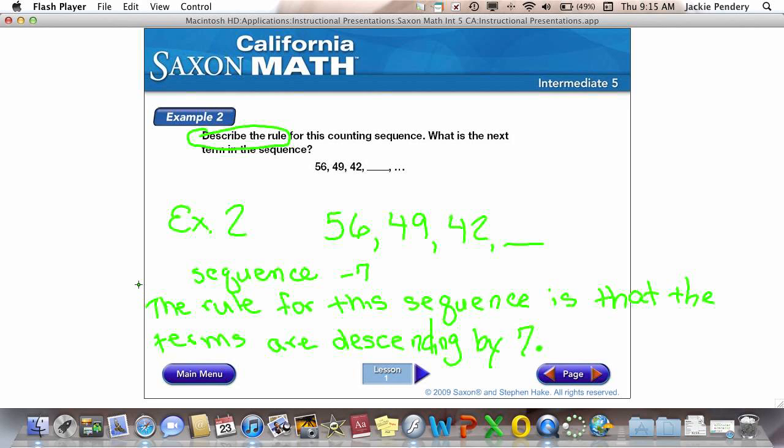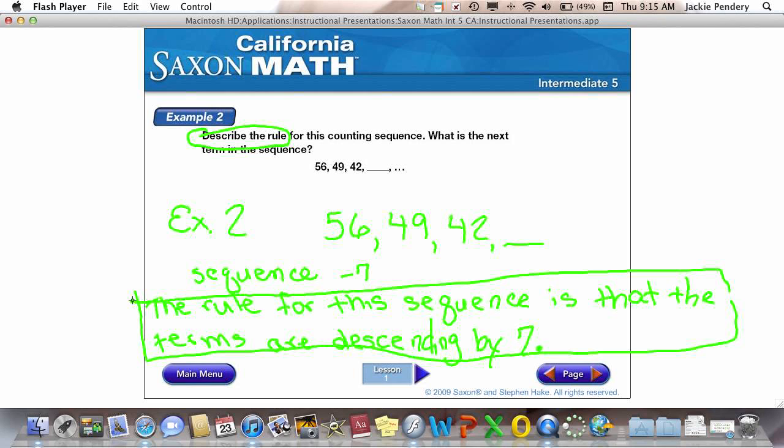And then, even though it's kind of big, put a box, more neatly than I did, put a box around that part of the answer. And then answer what is the next term in the sequence. 56, 49, 42, 35, and put a second box around 35. So this is your example 2. You've described the rule and you've given the next term in the box.